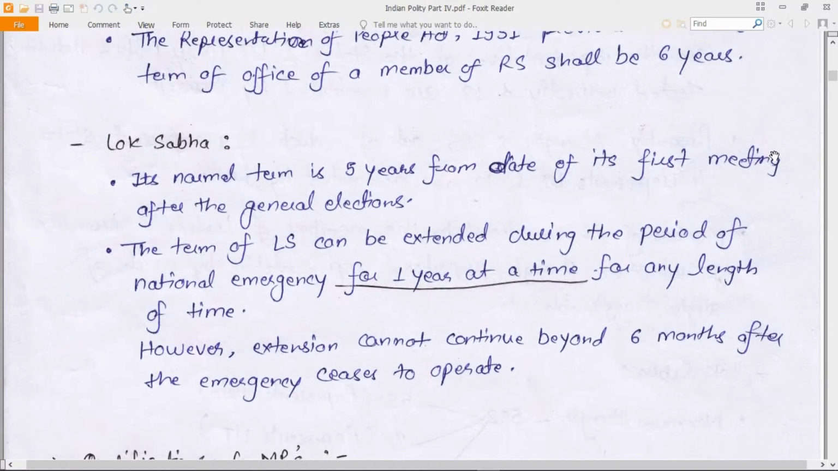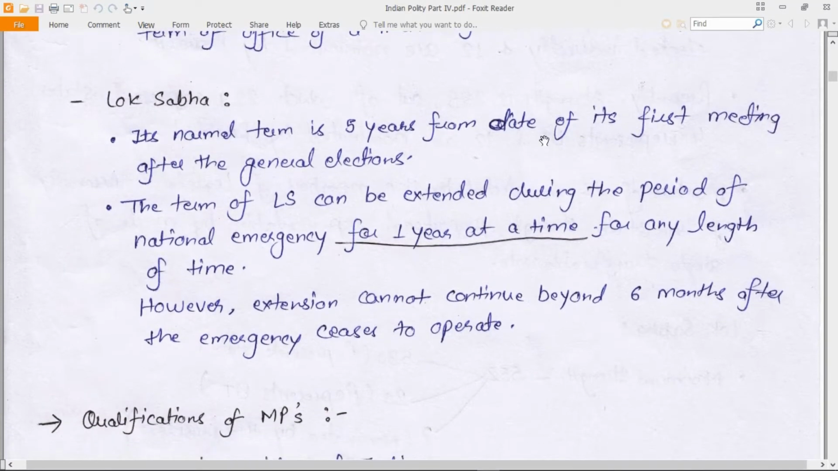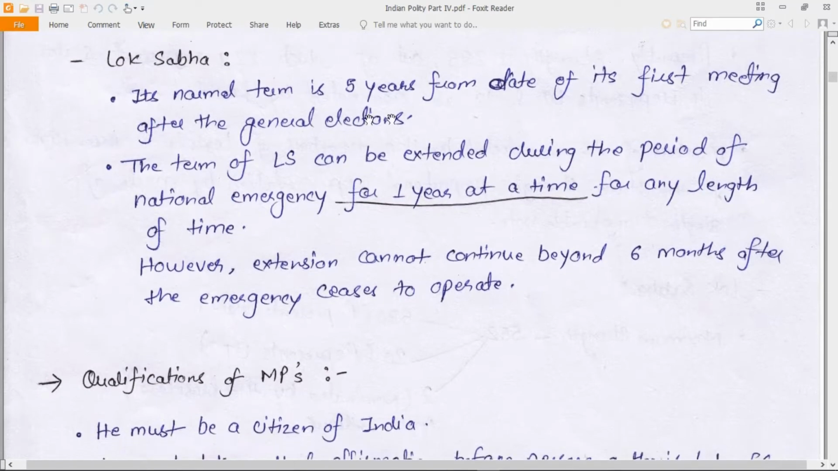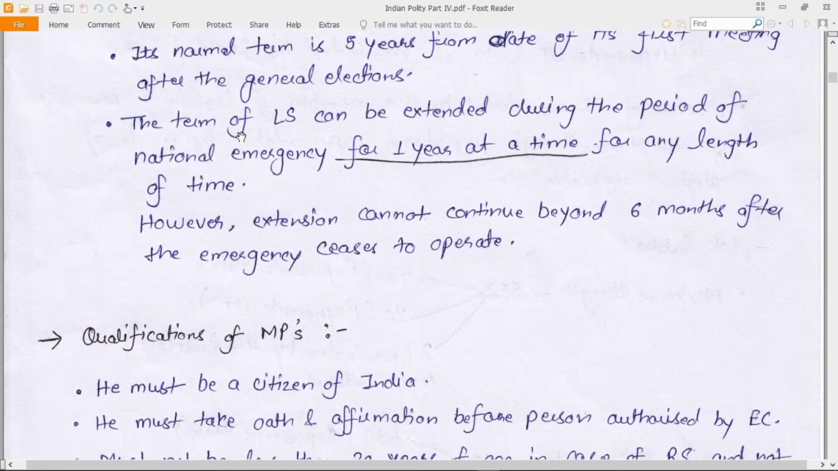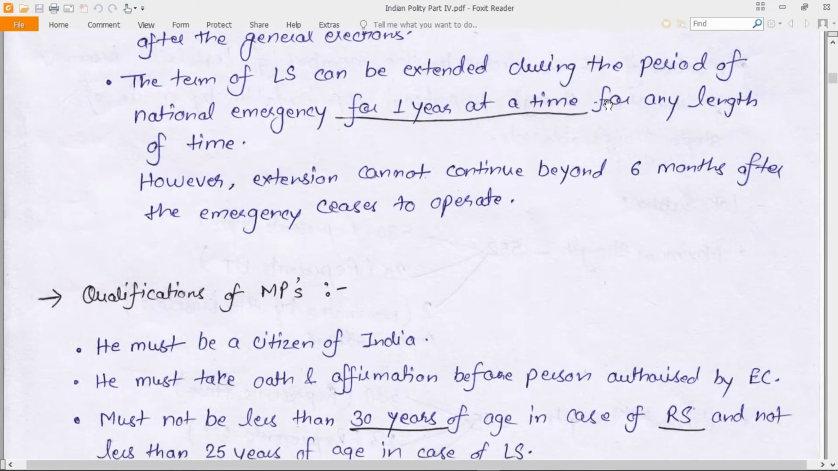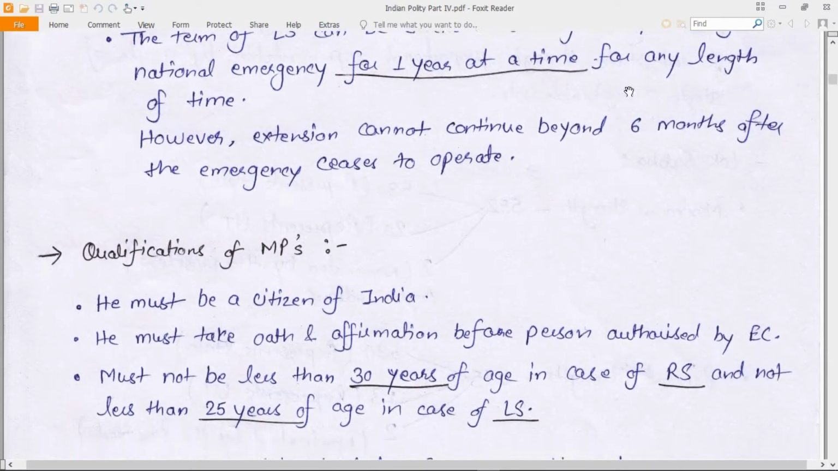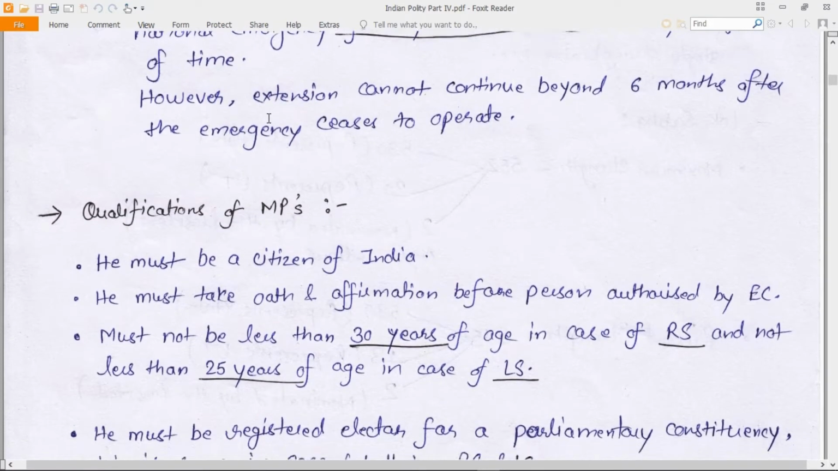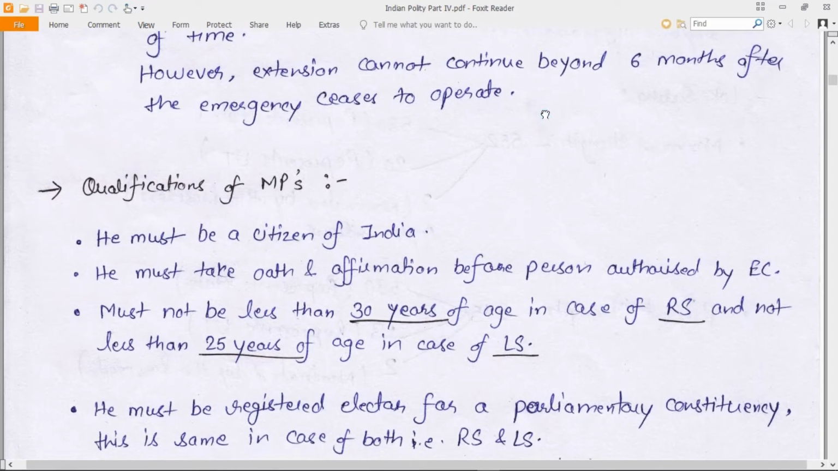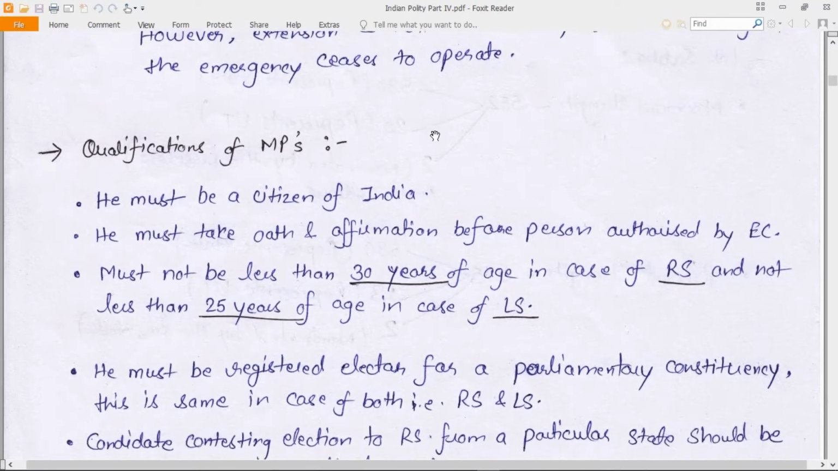Now let's talk about Lok Sabha. Its normal term is 5 years from the date of its first meeting after general elections. The term of Lok Sabha can be extended during a national emergency, 1 year at a time, for any length of time. However, the extension cannot continue beyond 6 months after the emergency ceases to operate.